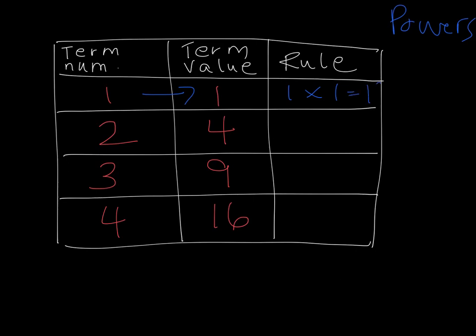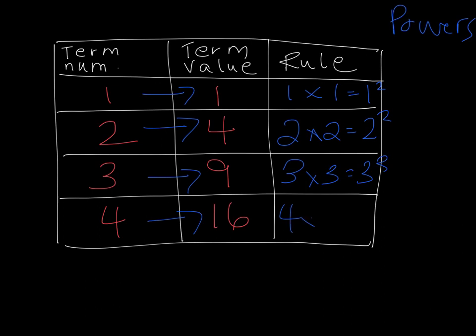Or that's also 1 to the power of 2. What do we do to 2 to get to 4? 2 times 2, which is also 2 to the power of 2. What do we do to 3? 3 times 3, which is also 3 to the power of 3. And then the next one, 4 to 16, is 4 times 4, which is also 4.